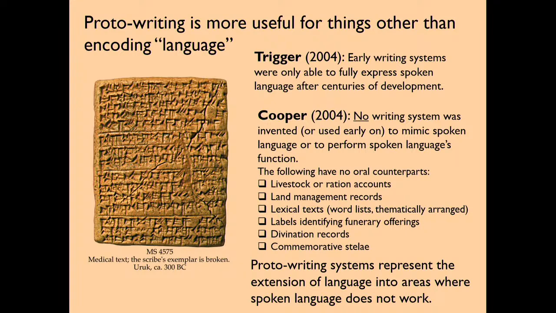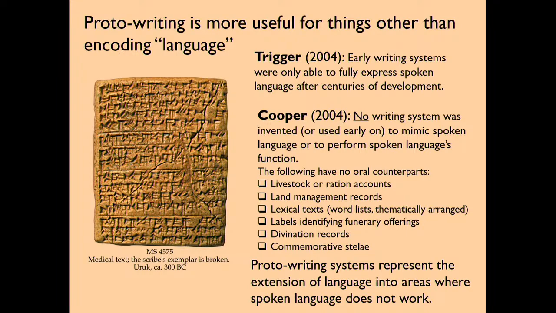So these are not really something we typically talk about, right? You don't talk about a ration account. Even now, there is very little grammar in accounting tables, right? There's not really much scope for grammar. So in some sense, writing was used, at least in the earliest stage, to record things for which spoken language does not work.